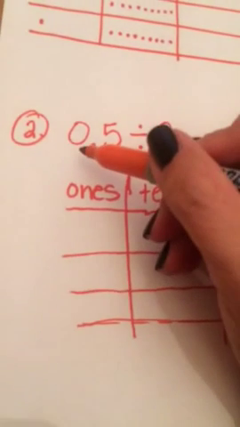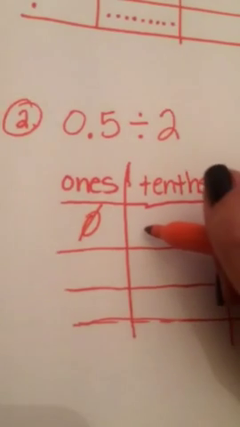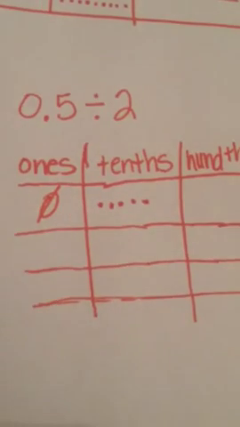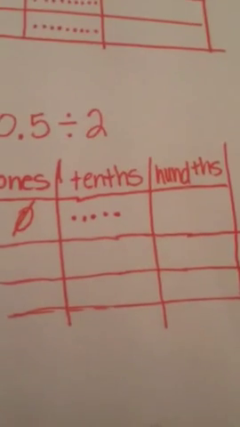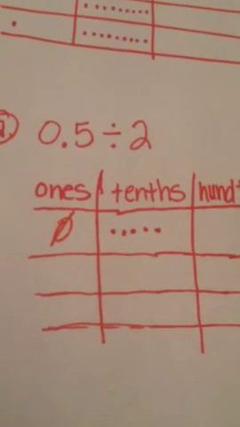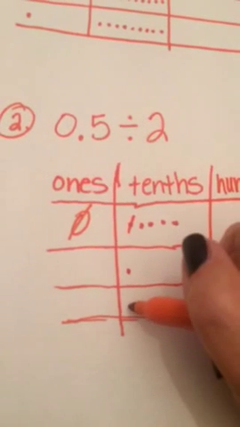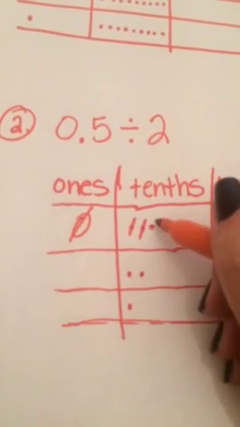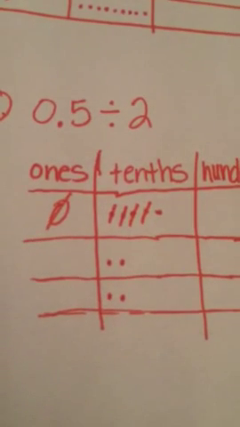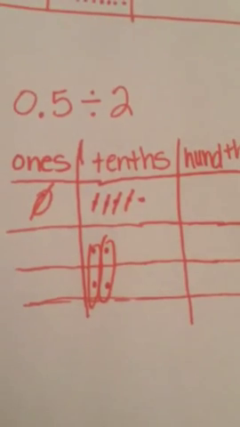So if we look at the ones, there are no ones, so we're just going to put no ones there. We're going to draw in our 5 discs to show that there's 5 discs in the tenths place. Now we're going to see how many we can divide those discs into. So we can count out 1, 2, 3, 4. So we have 2 groups.